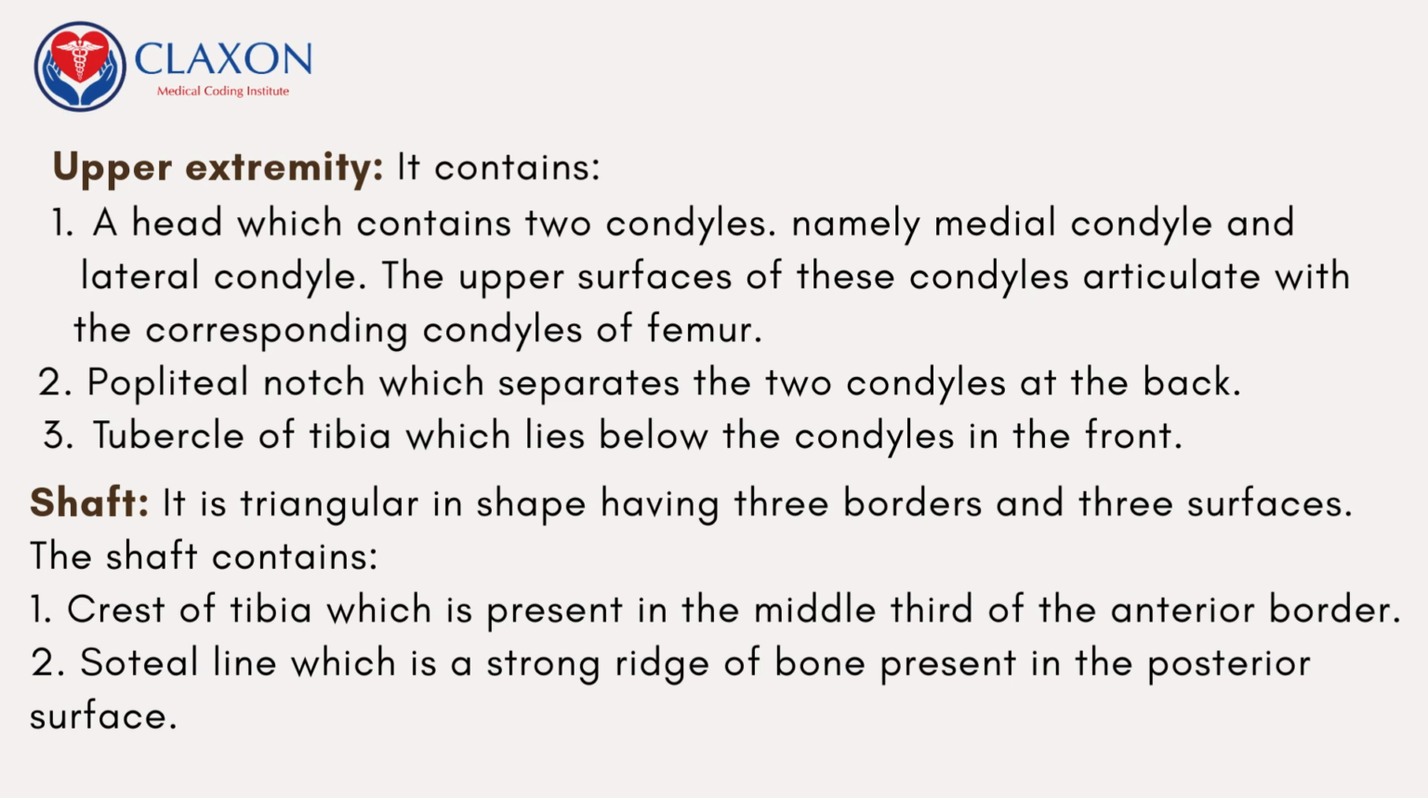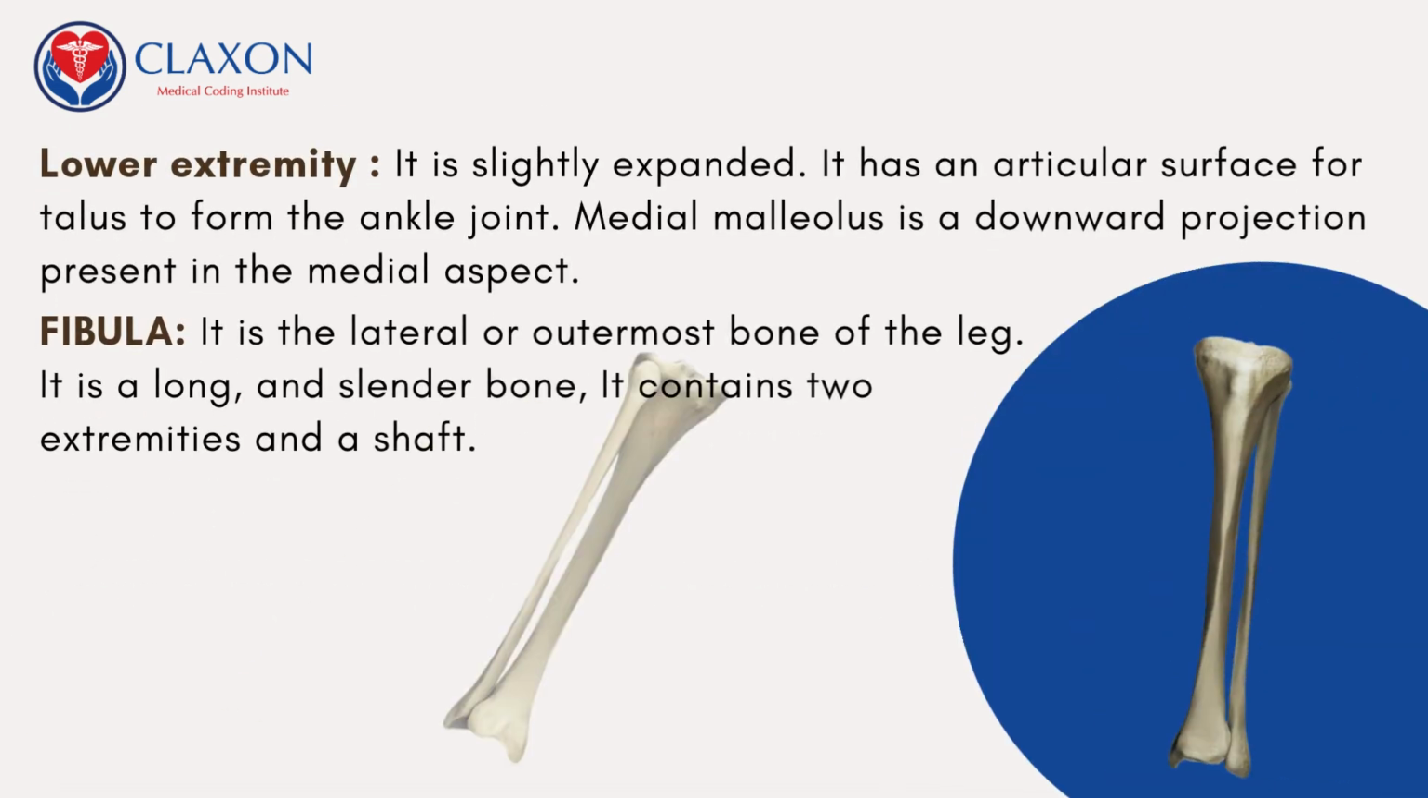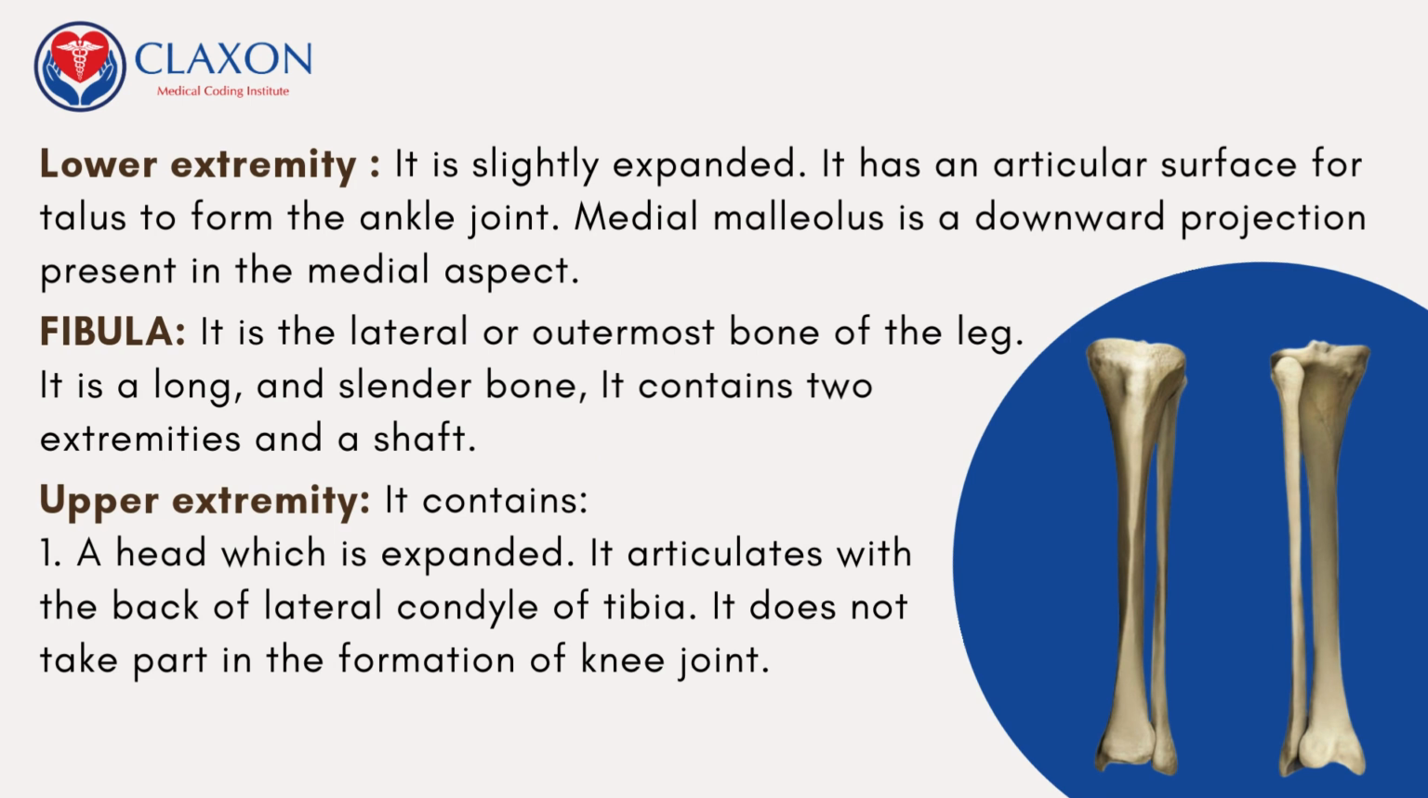Shaft. It is triangular in shape having 3 borders and 3 surfaces. The shaft contains 1. Crest of tibia, which is present in the middle third of the anterior border. 2. Soleal line, which is a strong ridge of bone present in the posterior surface. Lower extremity. It is slightly expanded. It has an articular surface for talus to form the ankle joint. Medial malleolus is a downward projection present in the medial aspect.